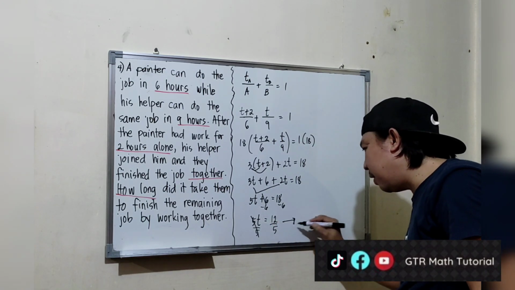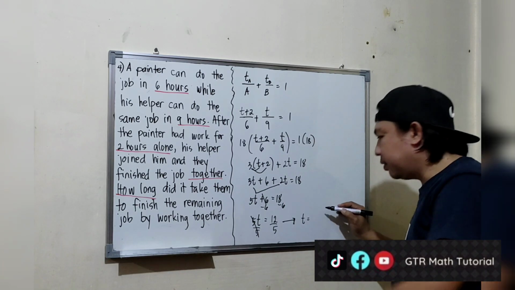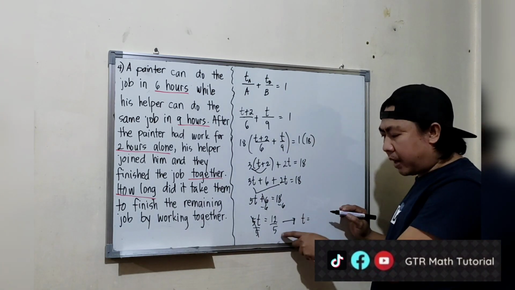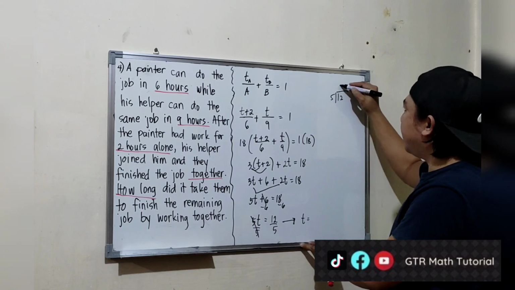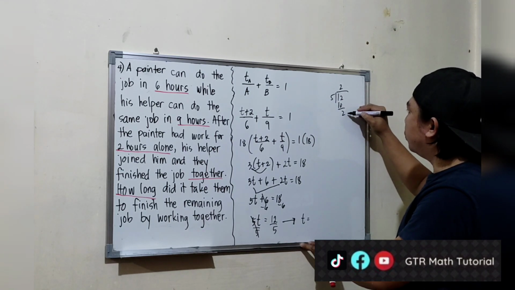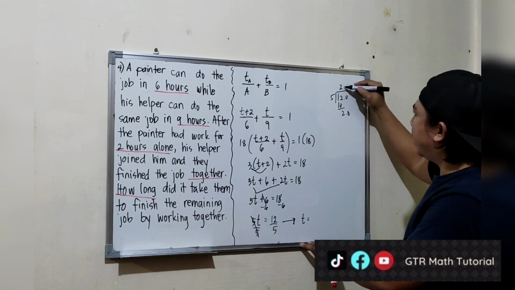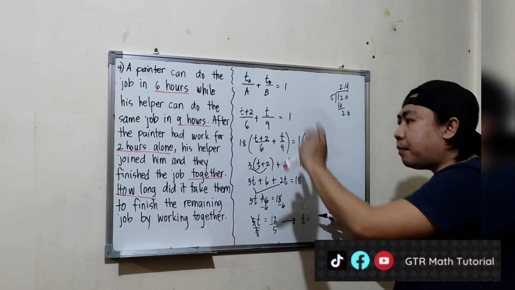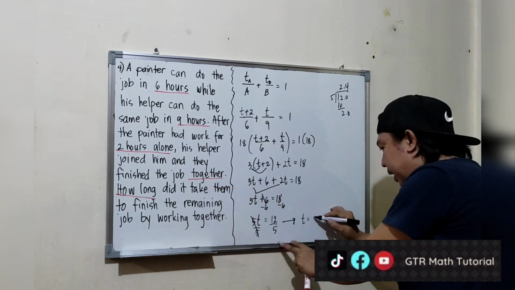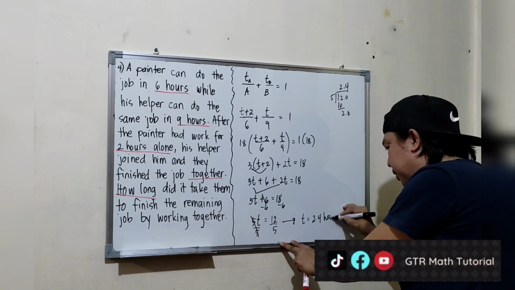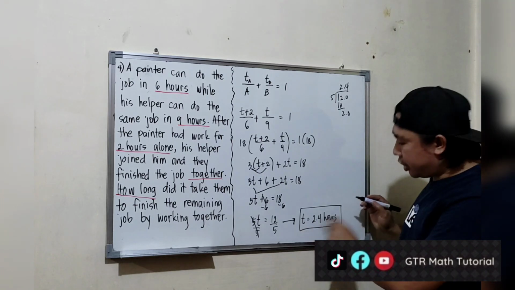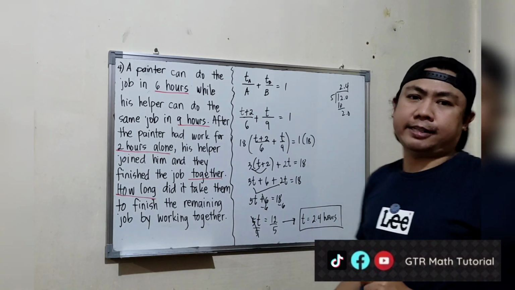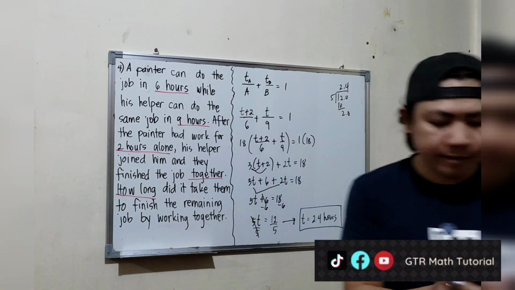So, therefore, the value of t is equal to, so just divide this. So, 12 divided by 5. So, we have decimal. Okay, so 12 divided by 5. We have 2, 10, 2, 0, so we have 2.4. So therefore, the time spent together is 2.4 hours. Okay? So final answer is 2.4 hours. Okay? Next example.